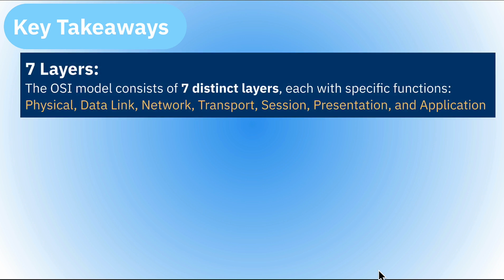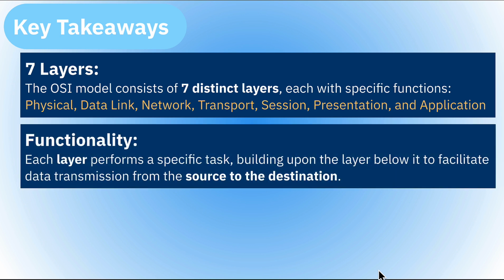Now let's take a look at some key takeaways. Again, it's a 7-layer model. Each of the layers is very distinct with specific functions. They go: physical, data link, network, transportation, session, presentation, and the application layer. I have a model coming up in a moment to describe those in greater detail. Each layer performs a specific task, building on the layer below it to facilitate data transmission from source to destination.